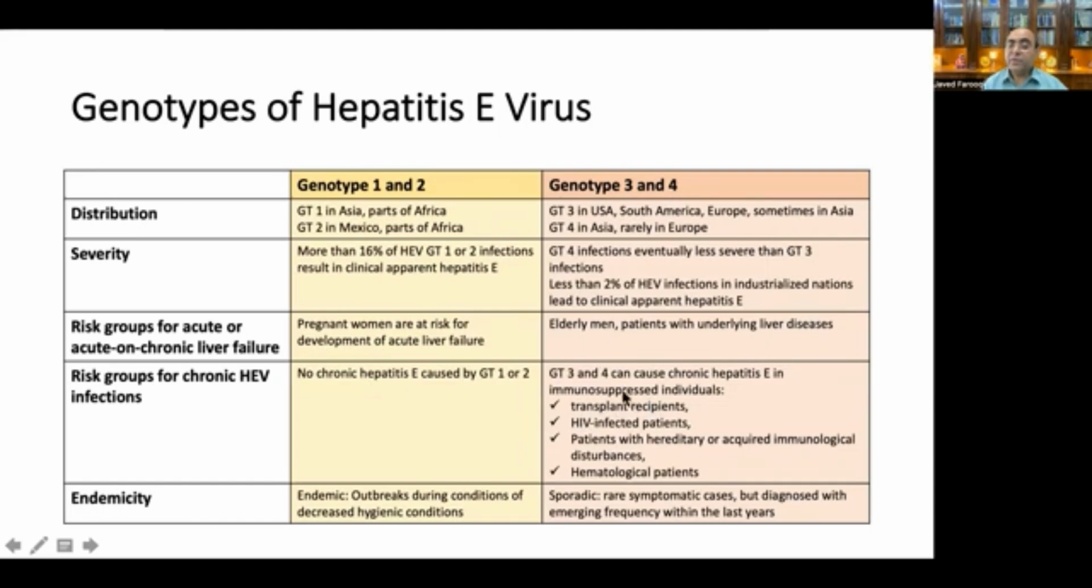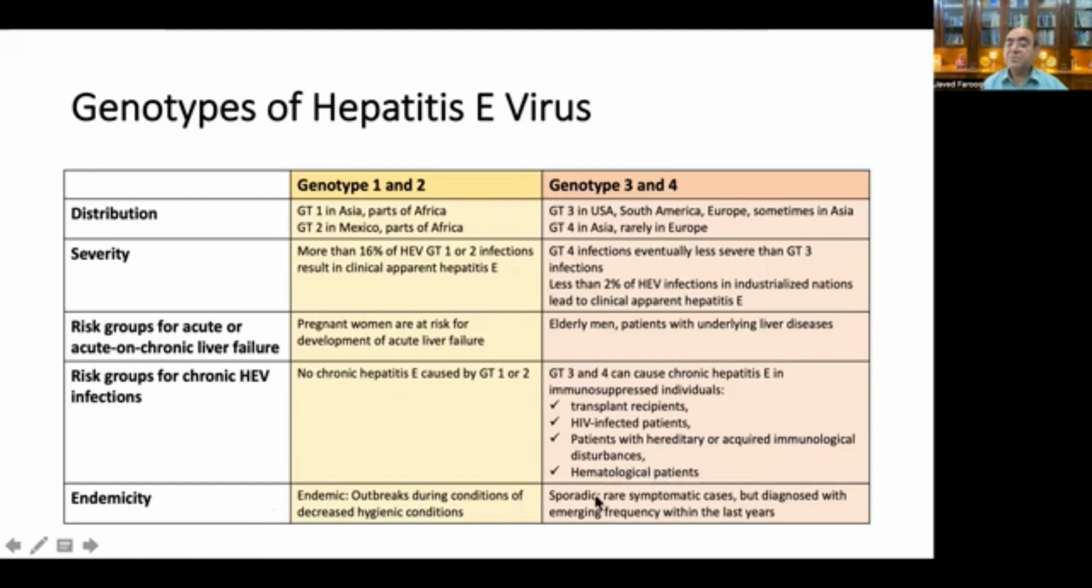Coming to the risk group for chronic hepatitis E infections, genotype 3 and 4 can cause chronic hepatitis E. In genotype 1 and 2, no case of chronic hepatitis E has been reported. It has been with genotype 3 and 4, which can cause chronic hepatitis E in immunosuppressed individuals. And what are those immunosuppressed individuals? These are the transplant recipients. These are the HIV infected patients. These are the patients with hereditary or acquired immunological disorders, and of course, hematological patients.